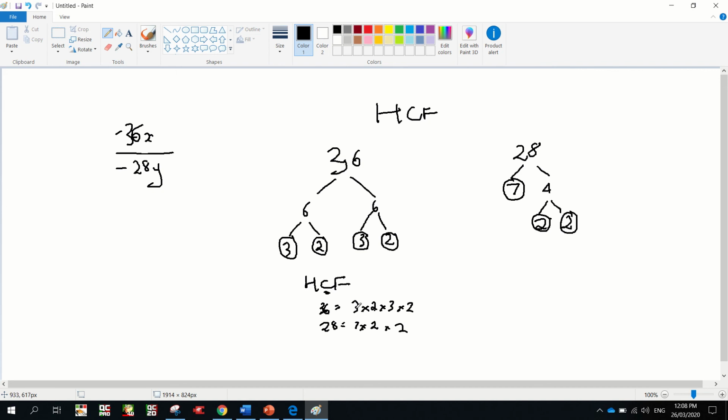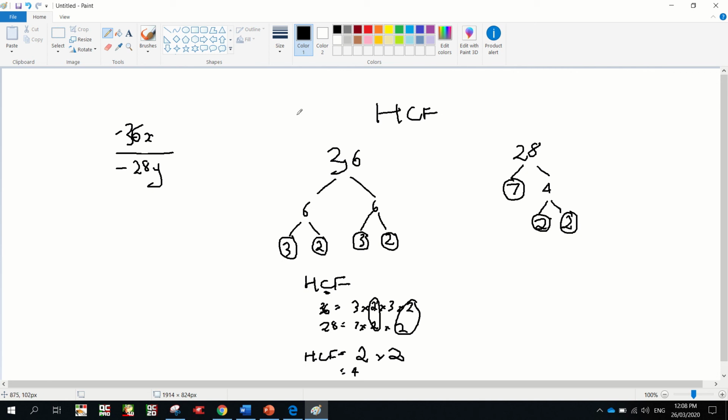So is 3 here and here? No. 2 and 2? Yep, there's a set. So let's write that down there. 3 and a 3 down here? Nope. And a 2 and a 2 down here? Yes. It's in both. Common. Times by 2. So the highest common factor equals 2 times 2, which is 4.